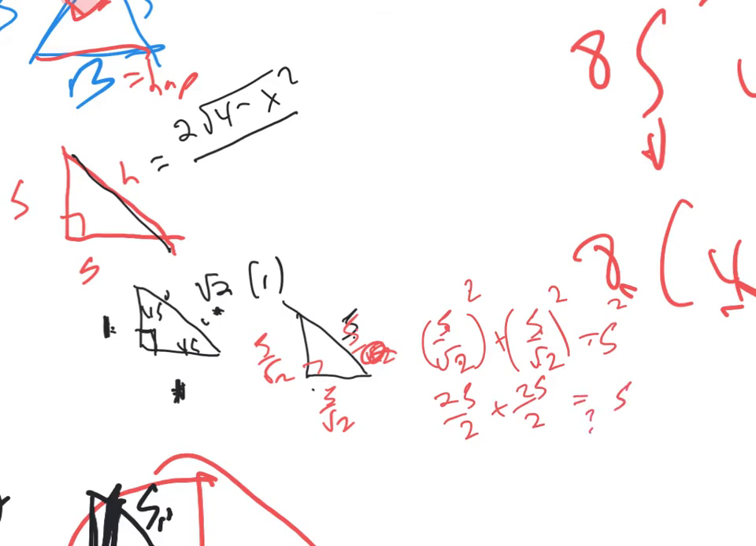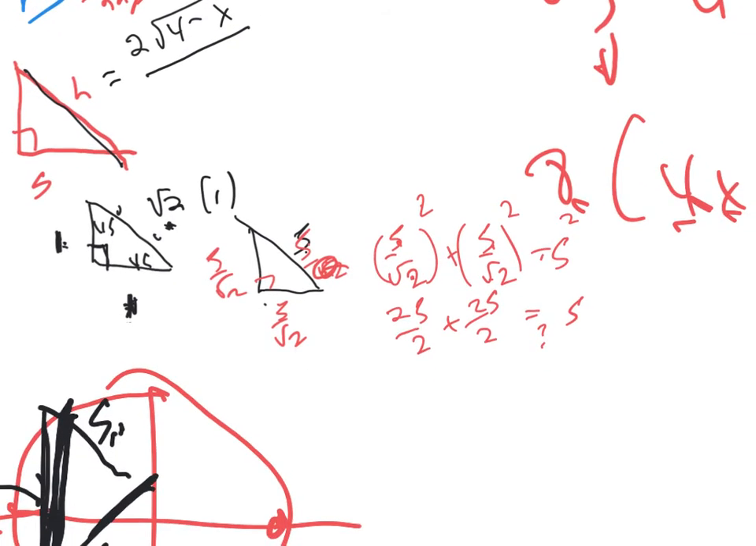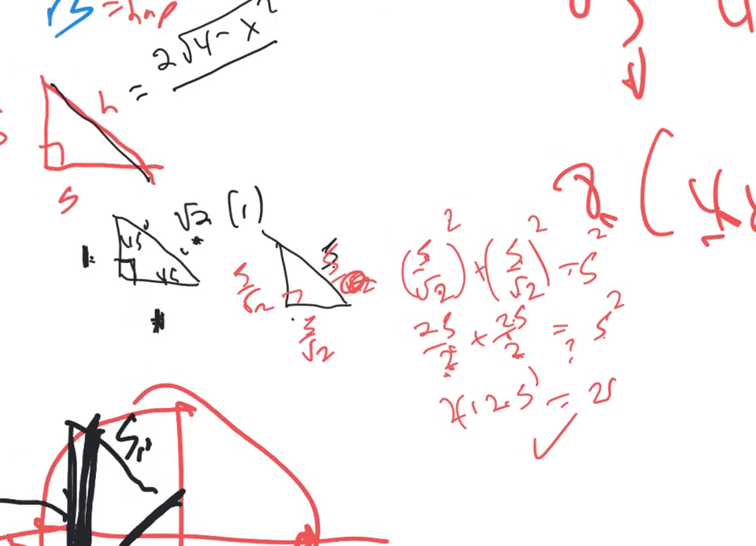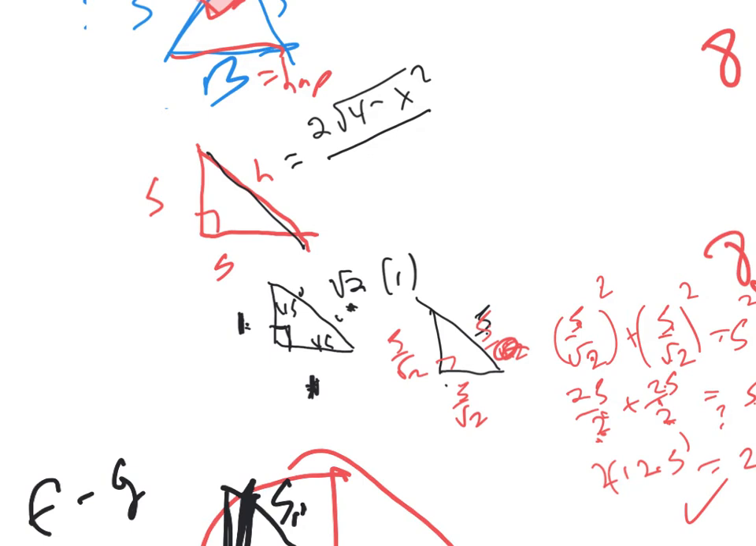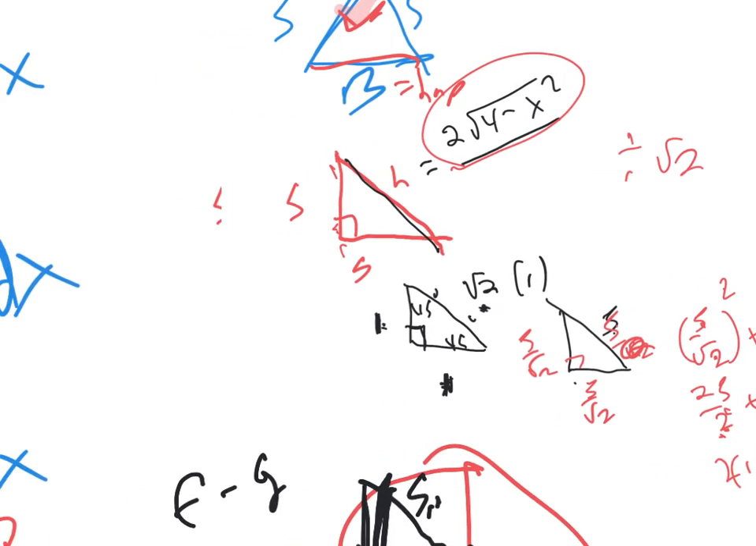Is this equal to 5 squared? I'm just checking it because I don't really know. 25 halves plus 25 halves. Oh, it's supposed to be squared. Oh, yeah. Half of 25 plus half of 25 is 25. 12.5 plus 12.5 is 25. It works. Okay, I figured it out. So now, if I take this hypotenuse and I divide it by the square root of 2, that's what each of these sides will be. Oh, I feel so happy.